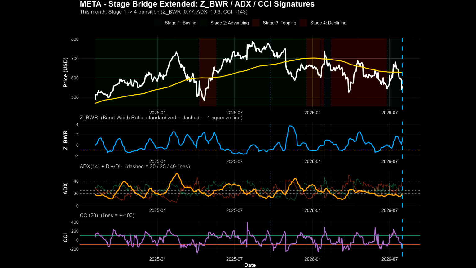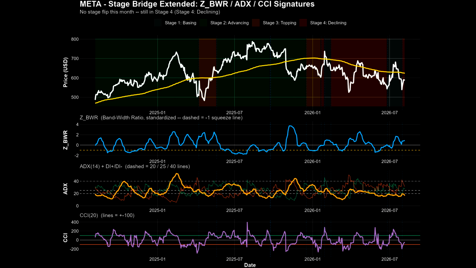Underneath, Z sub BWR, ADX with its DI lines, and CCI each get their own panel with the same reference lines you've seen throughout today. The -1 squeeze line, the 20-25-40 ADX lines, and CCI's plus or minus 100 band. Notice the legend at the top only lists the stages that have actually appeared so far in the video. It grows as the shading grows, which is itself a small, honest signal that nothing here is pre-scripted. Here's the discipline to watch for as the months advance.